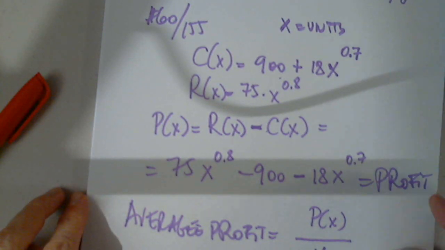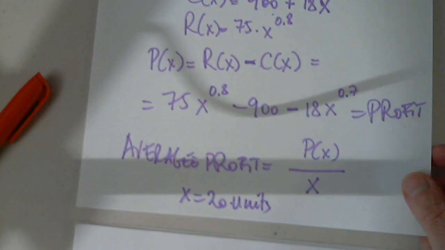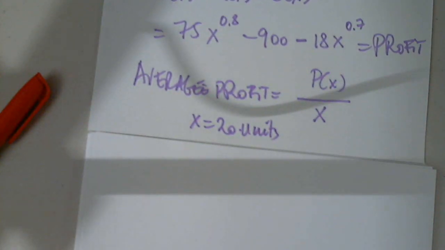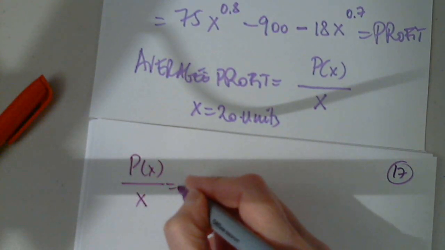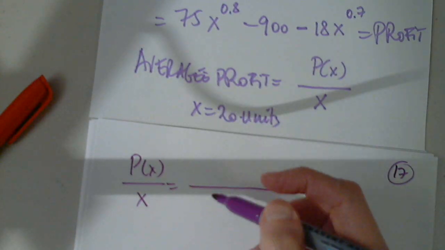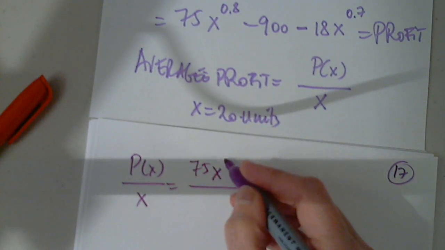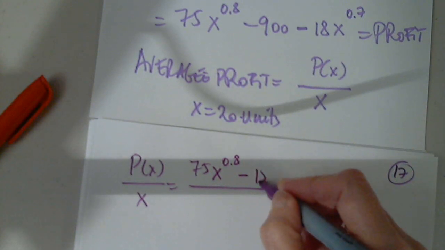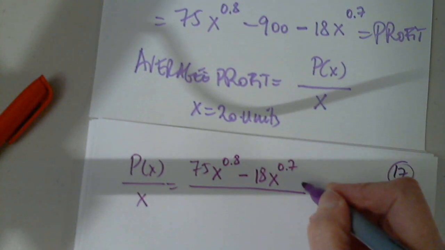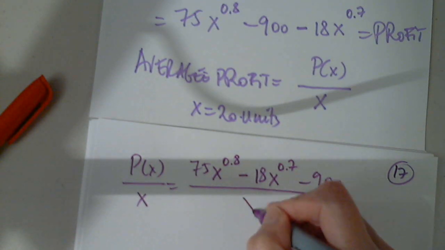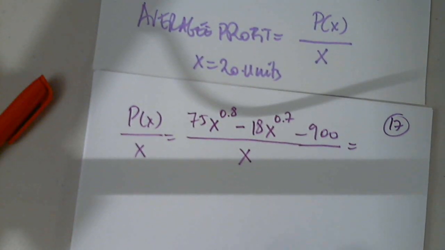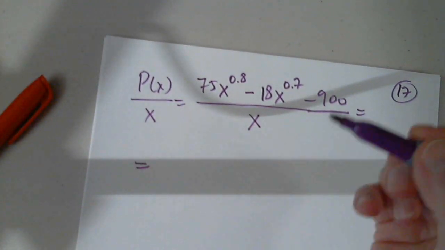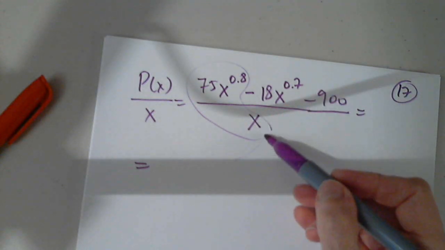Okay then, so I have to create this function that is P of x over x. So P of x divided by x, it's a new function. That is 75x to 0.8 minus, I'm going to write in the correct order, x to 0.7 and minus 900, all divided by x. And now I have to find the derivative of that. And I know you're going to say use the quotient rule. And I'm going to say no. Of course not. I'm going to divide and simplify each fraction by itself.